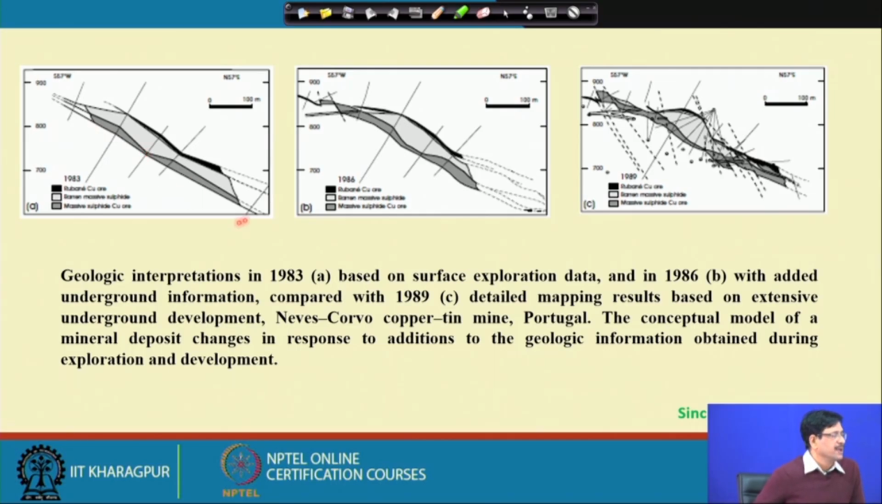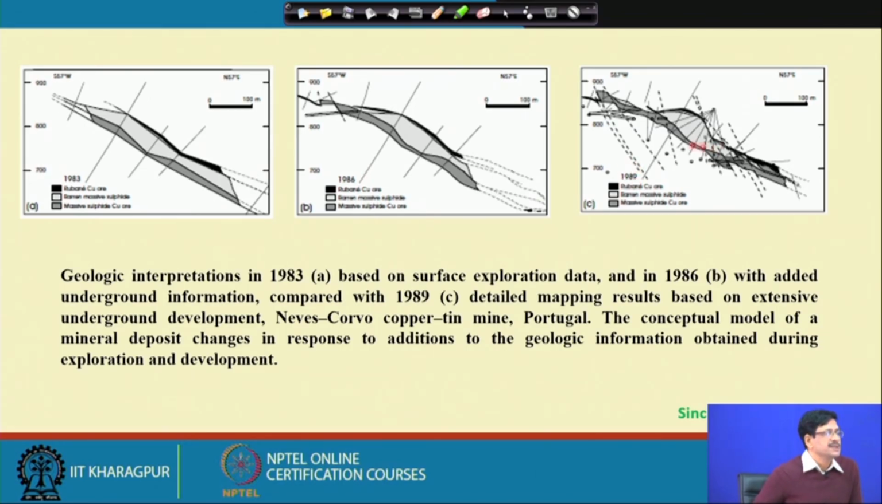With the progress of the mining and after the ore body got exposed in the mine, a larger number of drill holes were put into the mine for exploratory purposes. That is clearly shown. This has been taken from the book of Sinclair and Blackwell, where this scenario is of 1983, this is the scenario of 1986, and this is the scenario of 1989.